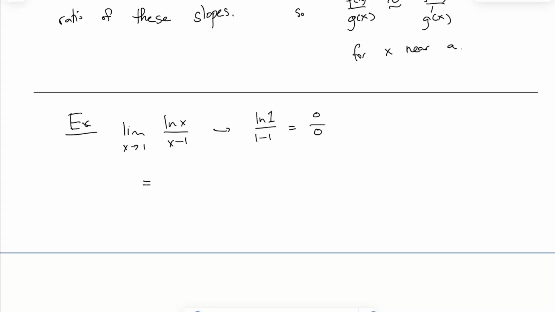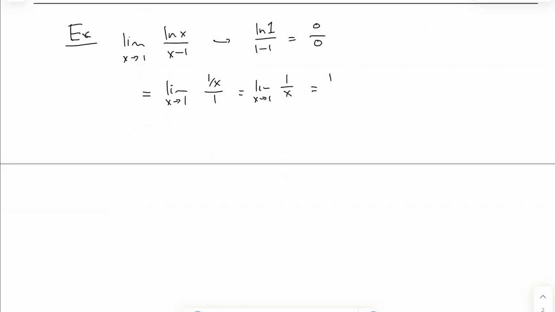So this is equal to the limit, but I'm going to take the derivative on the top and also the derivative on the bottom. So I get 1 over x here, divided by, I guess 1 is the derivative on the bottom. All right? It's a good idea to simplify that, although I don't really know if it's necessary in this case, but that is just 1 over x, divided by 1, doesn't matter. And then we should do this limit. What's that limit? I plug in the 1 and I get 1 over 1. The answer is 1. All right?